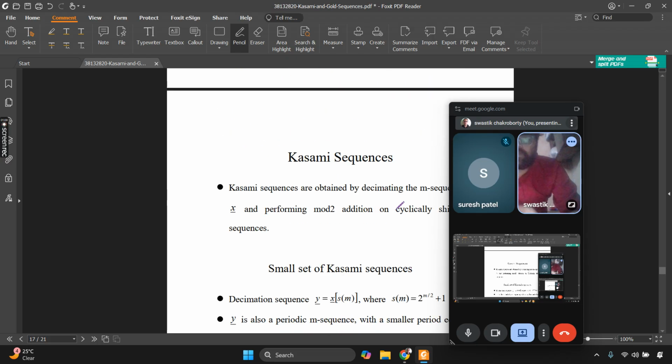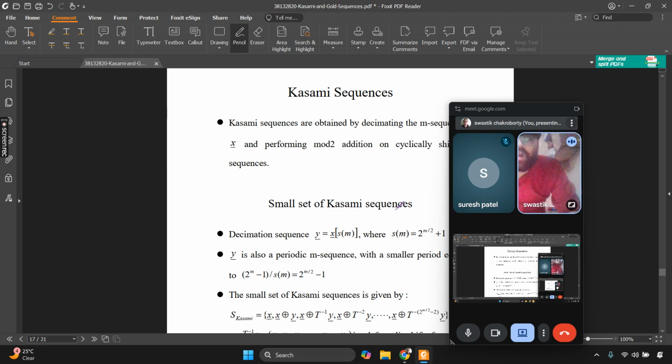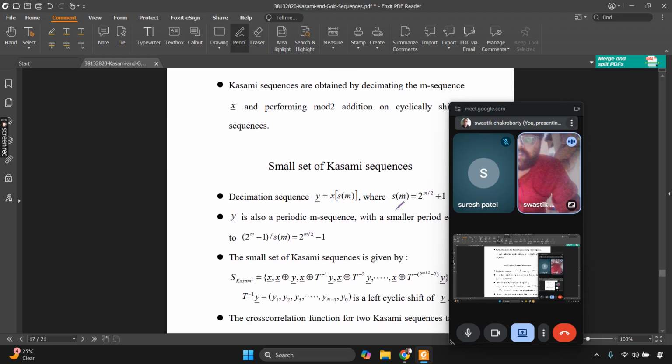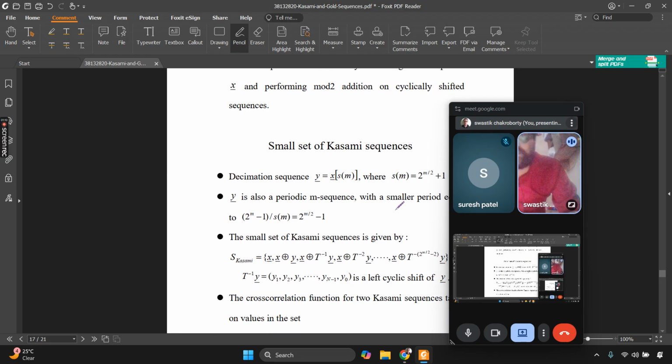Now we go to Kasami sequences. So Kasami sequences are obtained by decimating the M sequence X and performing mod 2 addition on cyclically shifted sequences. So what is decimation? Decimation means you delete every second or every third or every fourth, however you want, bit.